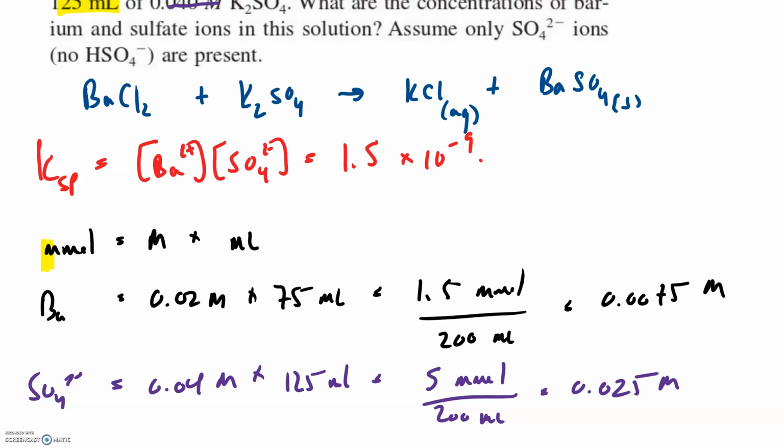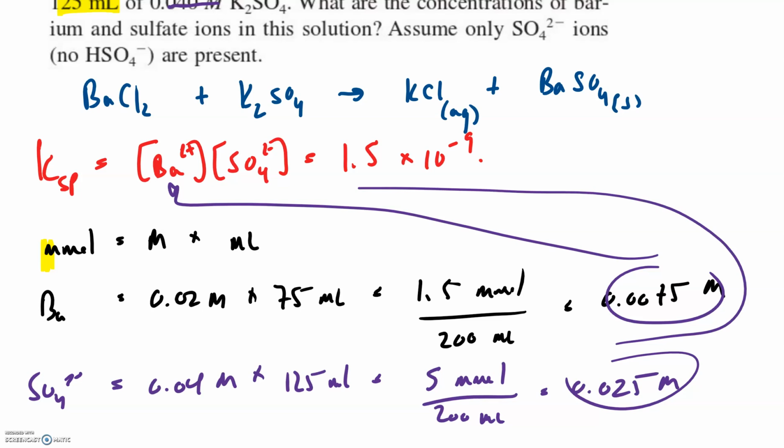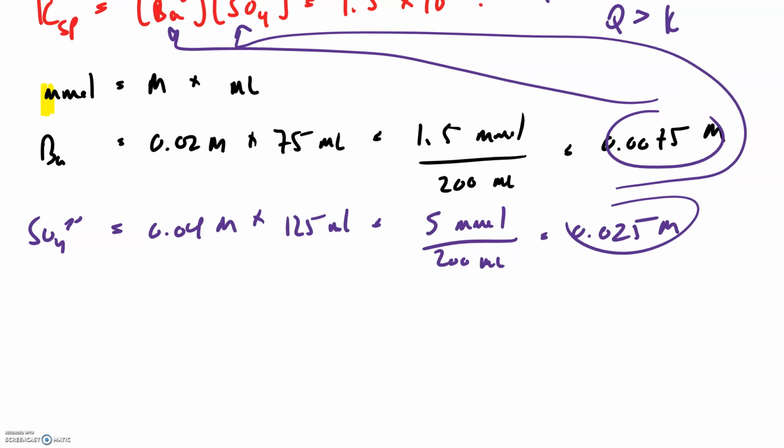So are we going to get precipitation? Well, we're going to plug it right into this equation up here, to see if our Q is greater than our K, because if we're not going to get precipitation, then there's no point. There's no coefficients, which is really nice. We'll say 0.025 times 0.0075, and we get 1.875 times 10 to the negative 4th. So Q is clearly greater than K, and that means that we'll get a precipitation.